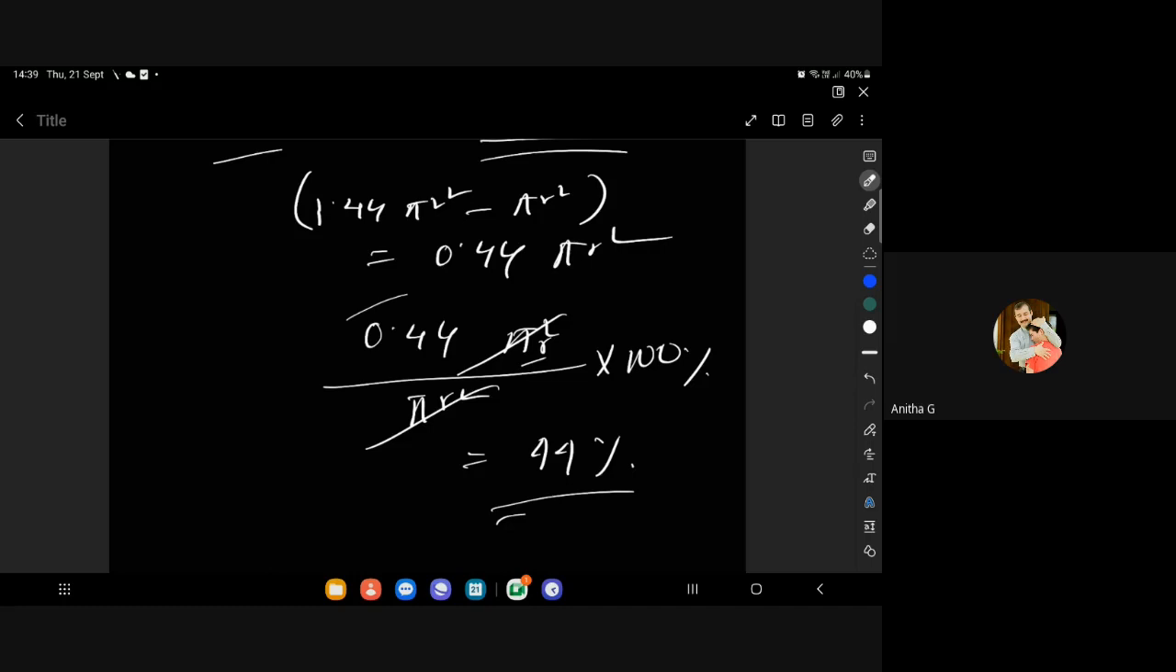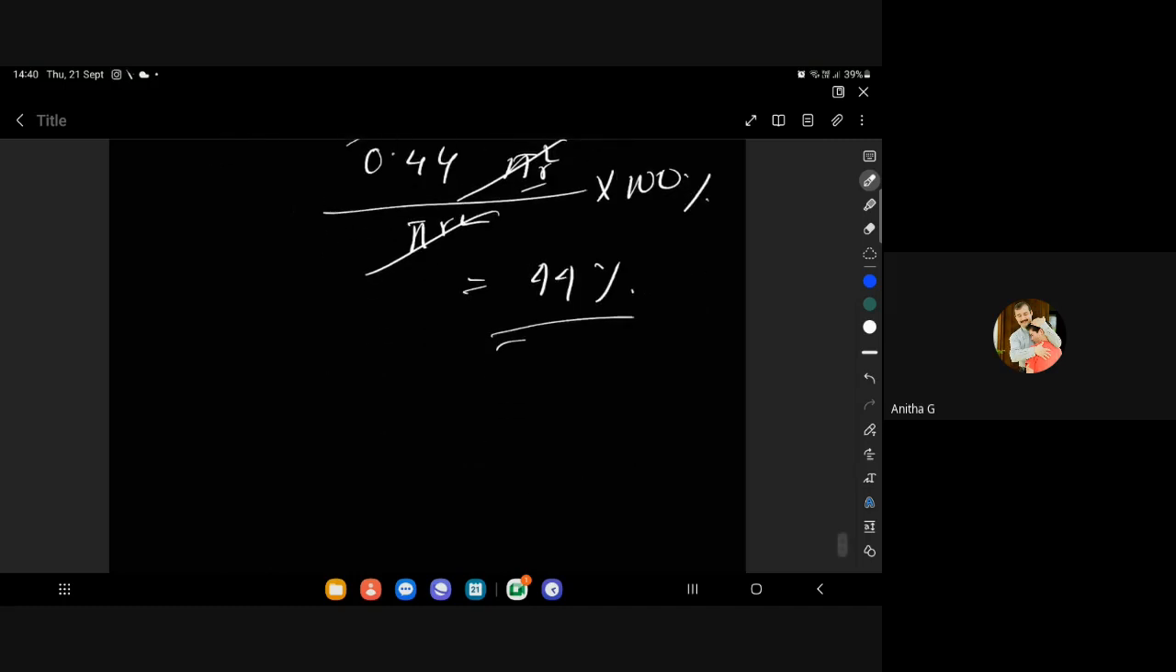For square, the area will be a square if the side is a, because all the sides of the square are the same. The perimeter will be 4a. For rectangle, the perimeter will be 2 times (a plus b). The area will be ab. For circle, the area is pi r square, and the circumference will be 2 pi r. If they have asked you the circumference of a circle, it will be 2 pi r.